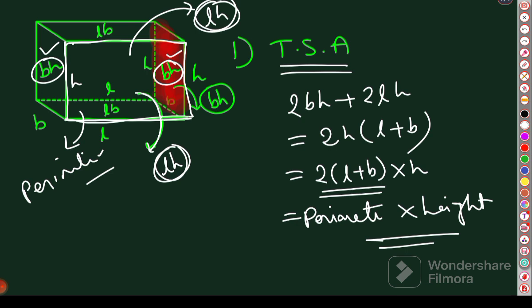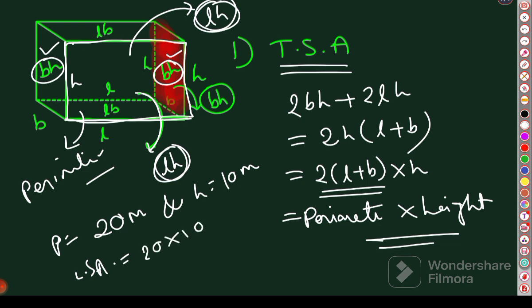Sometimes in competitive exams they will say that if the perimeter is 20 meter and its height is 10 meter, you find out the lateral surface area. So that time it will be perimeter into height, meter square. So the lateral surface area will be 200 meter square. You understand me? So this is the concept of using perimeter for lateral surface area. Okay, fine, all right.